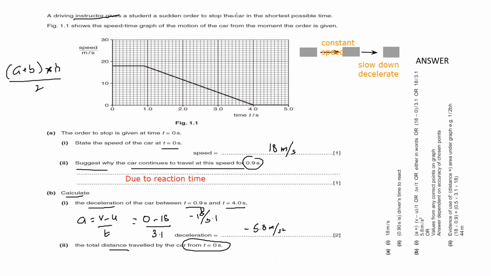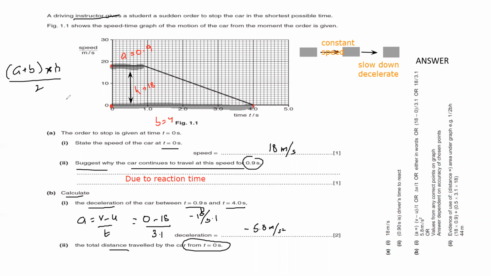So a and b are the parallel sides. One of them we call a, another one is b, and the distance between them is called h. So this is a, b, and h. What is the value of a? It starts from 0 and ends at 0.9, so a is equal to 0.9. What about b? It starts from 0 and ends at 4, so b is equal to 4. And what about the height? The difference between them is equal to 18.